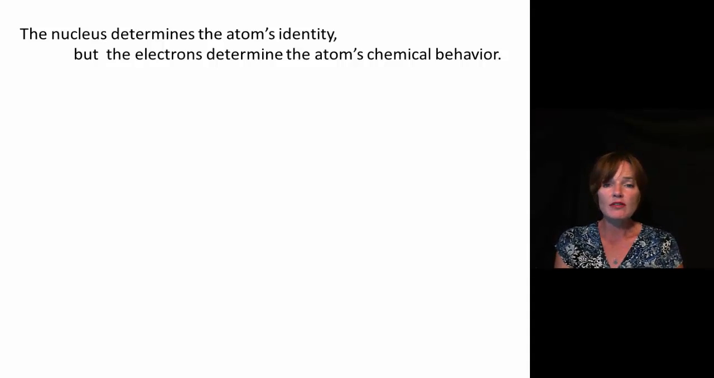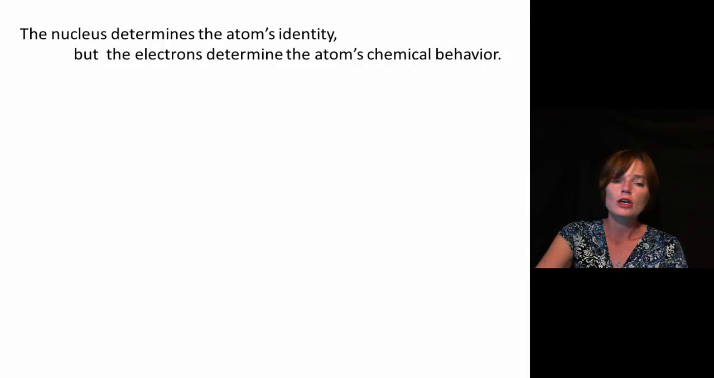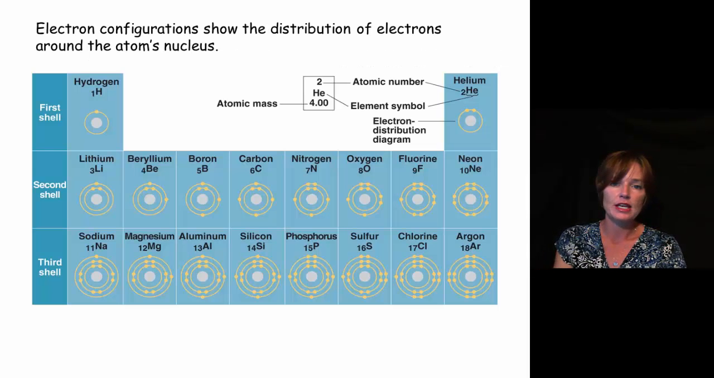So it will specifically be the electrons that are interacting with each other, 2 electrons from different separate atoms, and that again determines the chemical behavior of the atom. So if we want to know the chemical behavior of the atom, we need to know a little bit more about those electrons and where they happen to be located. And this is what an electron configuration shows us.